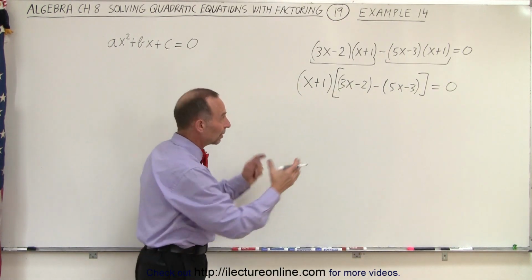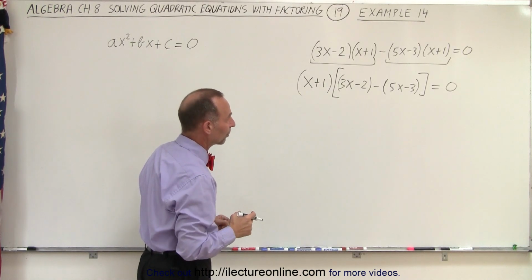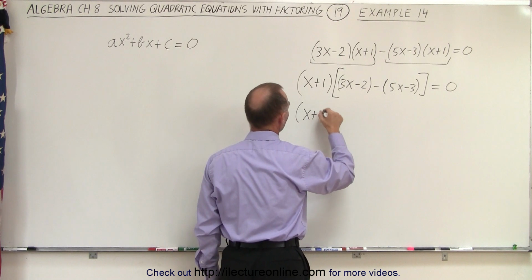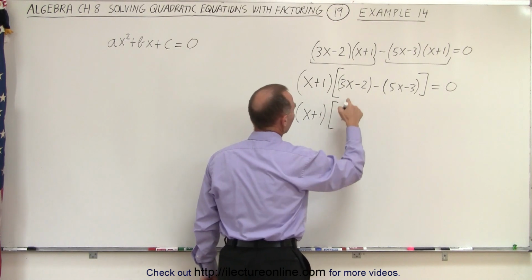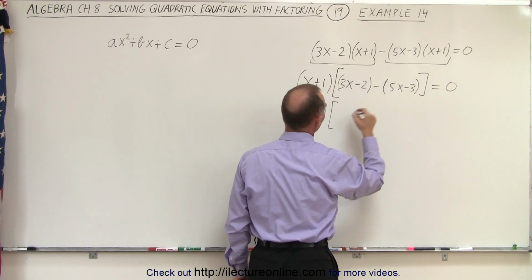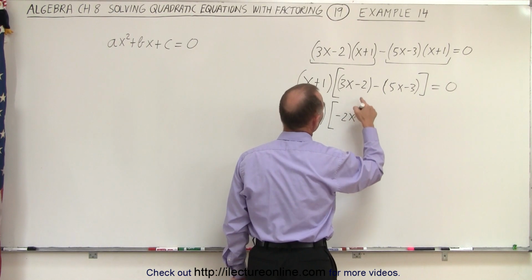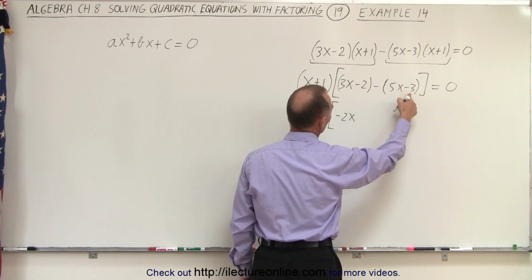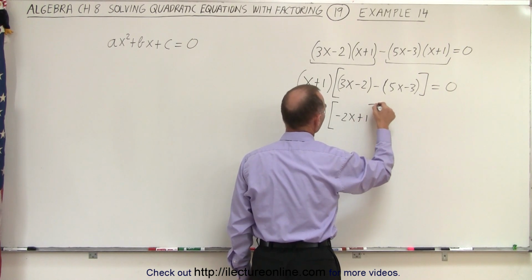Now what happens if we collect common terms inside the brackets? Let's try that and see what we get. So we end up with x plus 1 times, here we have 3x minus 5x, that's minus 2x, and a minus 2 minus a minus 3, and minus times the minus is plus, 3 minus 2 is plus 1, and that equals 0.